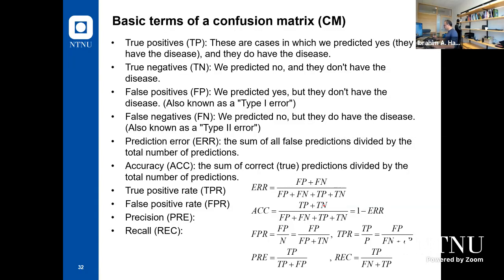What does it mean true negative, false positive, false negative? Prediction error. Prediction error is 1 minus accuracy. So once you have calculated the accuracy, the prediction error will be 1 minus accuracy. If the accuracy is 0.9, it means the error will be 0.1, right? Then there are the true positive rate, false positive rate, precision, and recall.